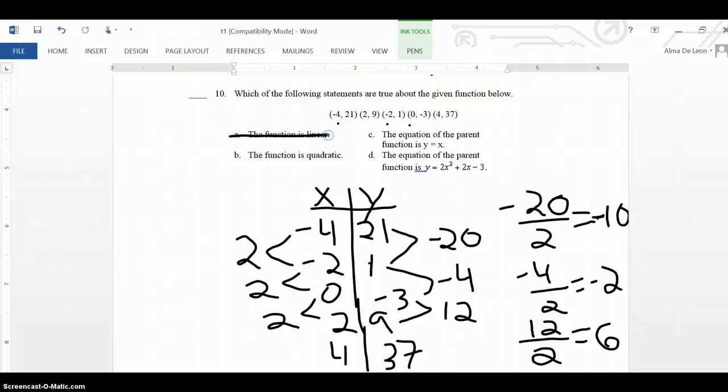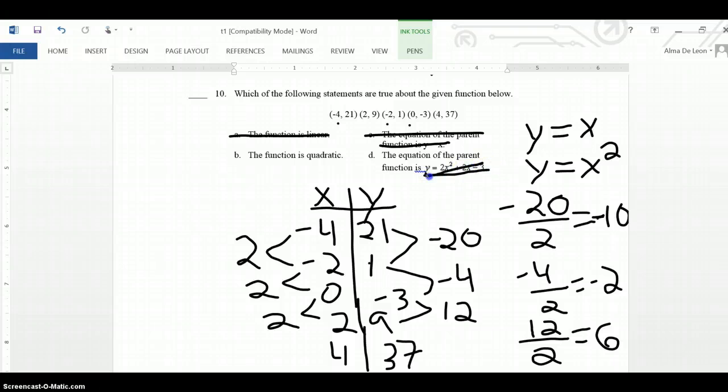I can cross out A, and then I can also cross out C, because y equals x is the parent function of a linear function. So let's look at D. The equation of the parent function is y equals 2x squared plus 2x minus 3. Well, remember, we only have 2 parents, y equals x and y equals x squared. This is not the equation of any parent function. That's totally wrong. Our answer has to be B. The function is quadratic.